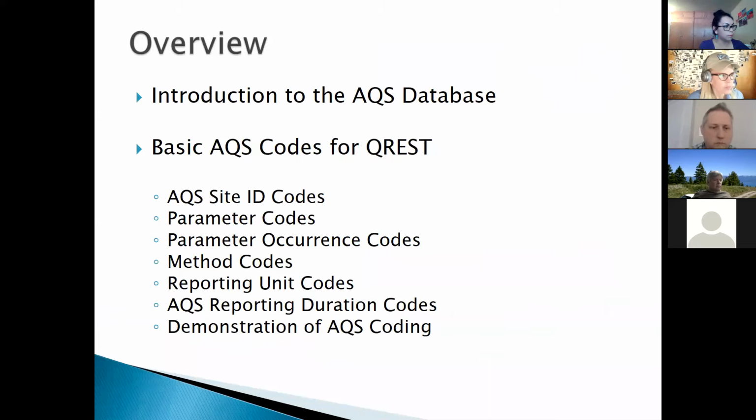Okay, so an overview of this presentation will provide an introduction to EPA's air quality system database, and also information regarding basic mandatory AQS codes that will be needed in order for you to parameterize CREST with your air monitoring site and monitor information. This is important as this will allow you to utilize CREST to upload your data to the AQS database. These basic codes include AQS site ID codes, parameter occurrence codes, method codes, reporting unit codes, and AQS reporting duration codes. And also I'll provide a quick demonstration of AQS coding.